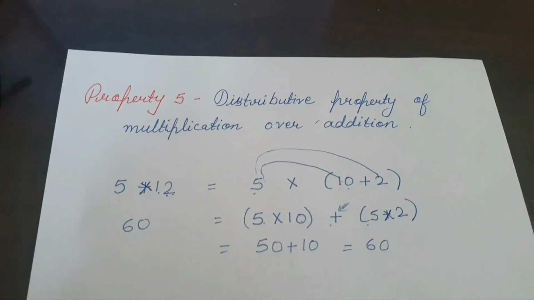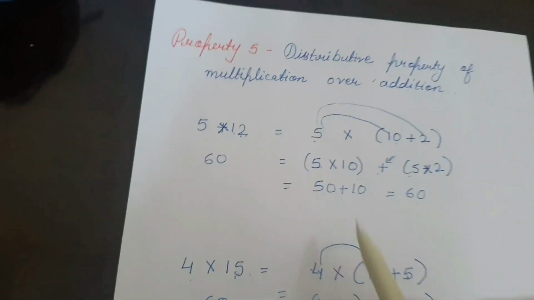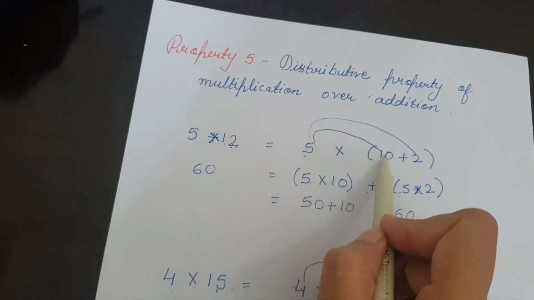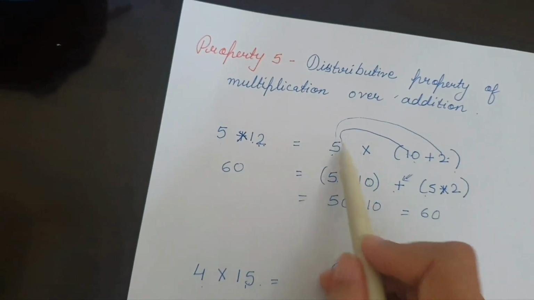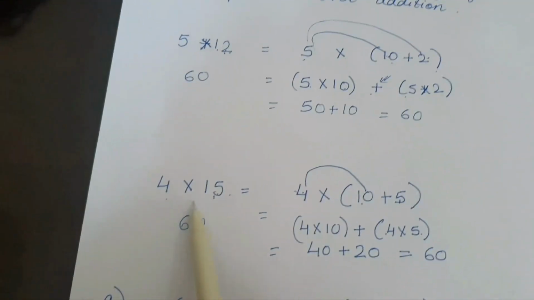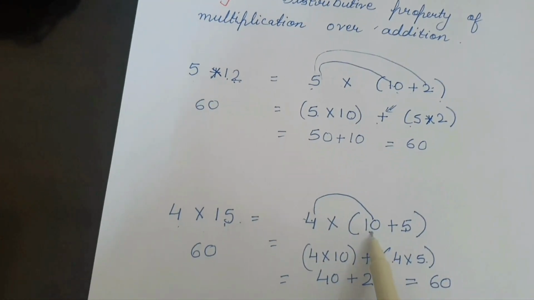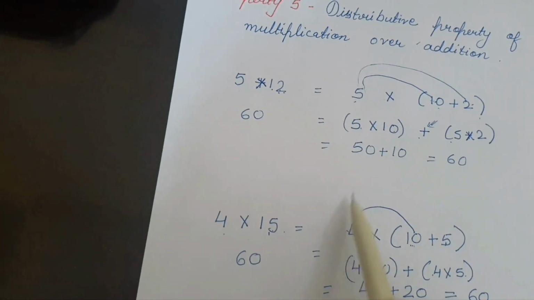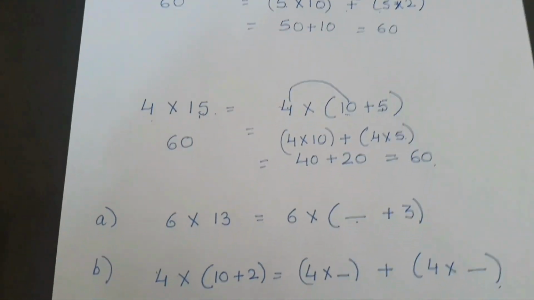So this is basically your distributive property of multiplication. Here we are distributing it. This 5 is distributed over 10 and 2. By expanding 12 we have then distributed it. Similarly here by expanding 15 we have written 10 plus 5. First we will multiply 4 with 10. Then plus sign comes here. Then 4 with 5. And then your final answer on both the sides is same.